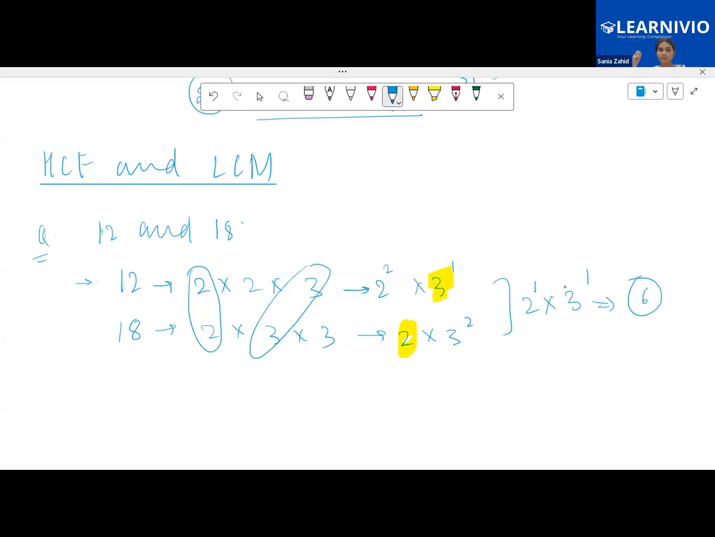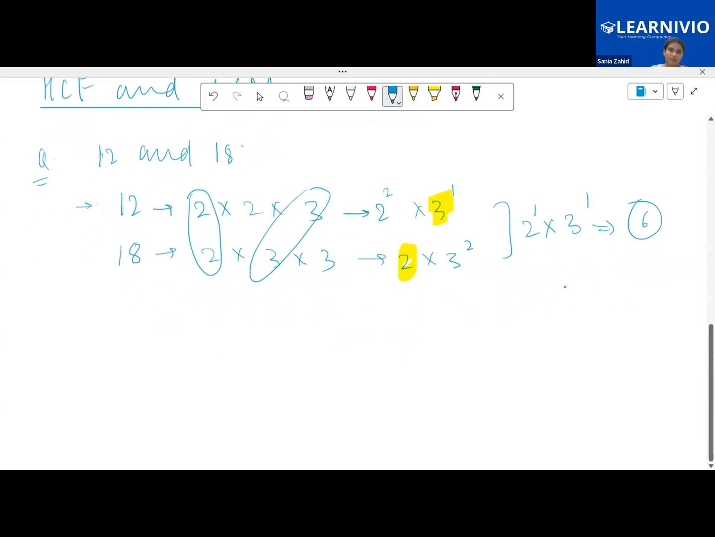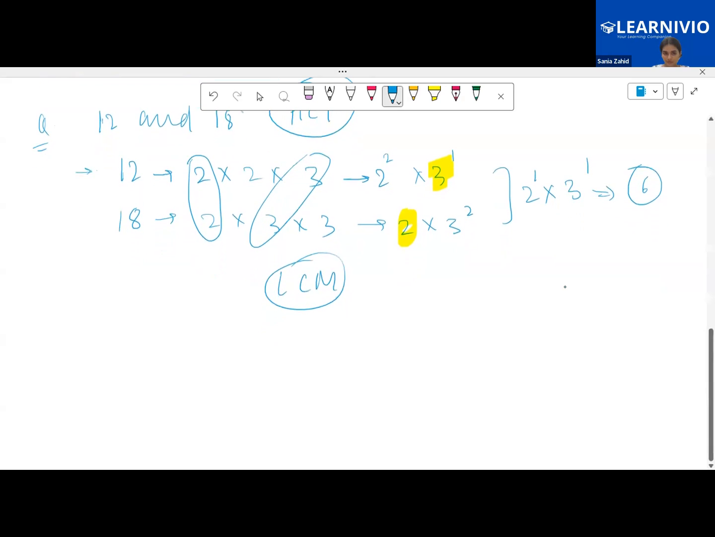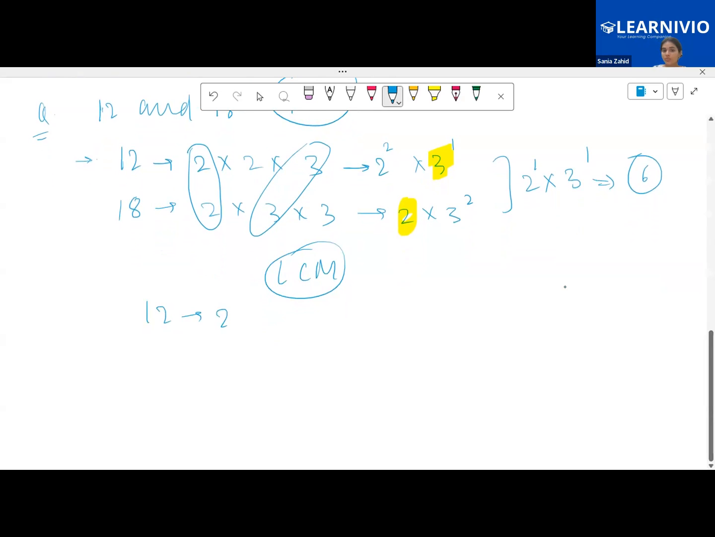Okay, then what will we do? This was the HCF. We'll do the prime factorization, like this method only. Like you do prime factorization, you get 2 into 2 into 3. And for 18, you get 2 into 3 into 3. Right? So now what do you do?